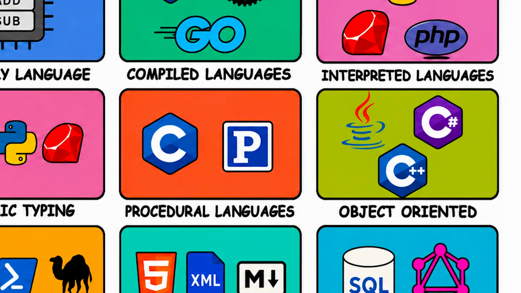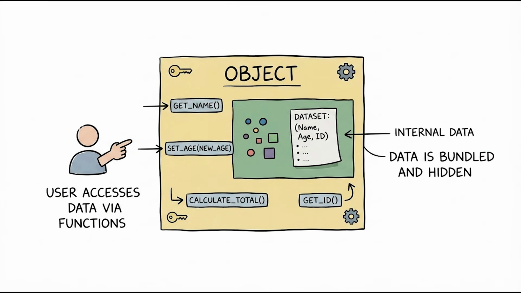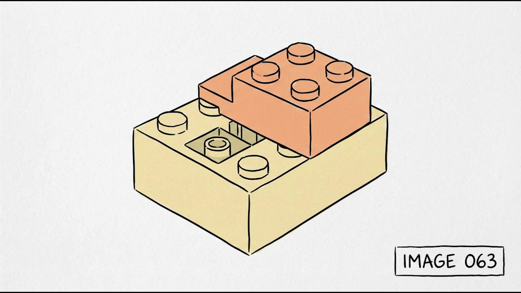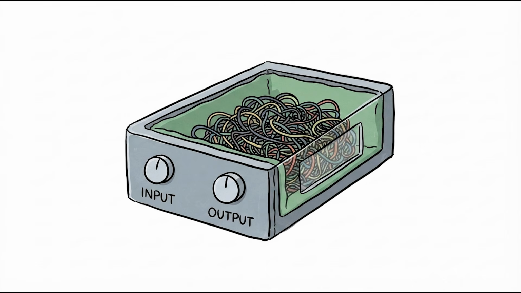Object-oriented languages. This is the paradigm you've probably heard the most about. Object-oriented programming organizes code around objects, bundles of data and the functions that act on that data. Java, C++, C#, and Python all support it. Imagine your code as a bunch of Lego kits. Each kit is self-contained with its own pieces and instructions. You snap them together to build something bigger.